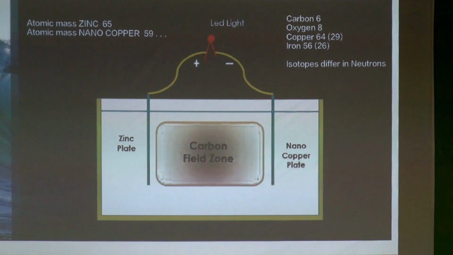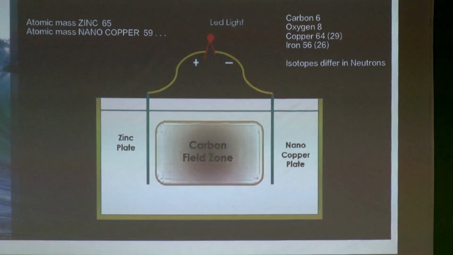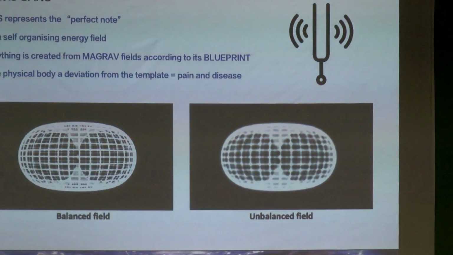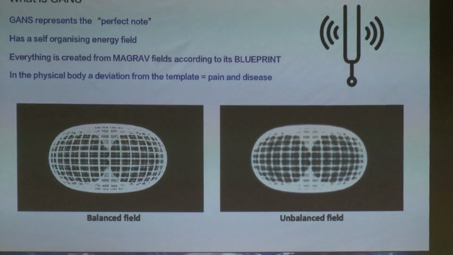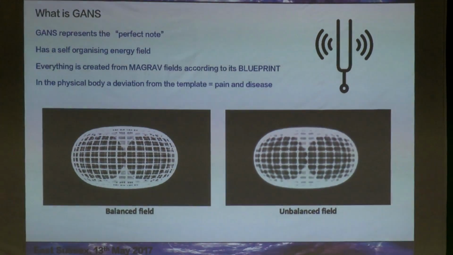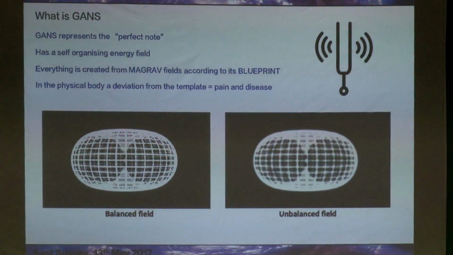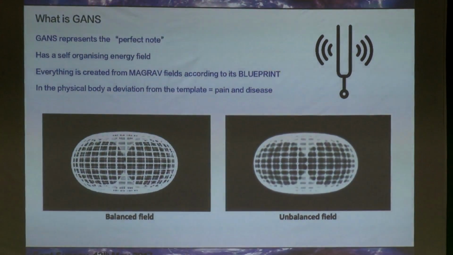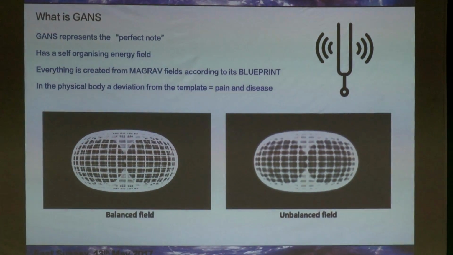So the carbon comes from this magnetical difference into the solution. And so this carbon and oxygen, this carbon dioxide, represents the perfect note of these elements in this condition. So it has a self-organizing energy field. It's completely coherent in relation to its matrix. It is pure carbon, pure oxygen. And everything is created from magnetic fields according to its blueprint. So that's the carbon, the oxygen. In the physical body, any deviation from this template manifests as pain or disease, so an imbalance.